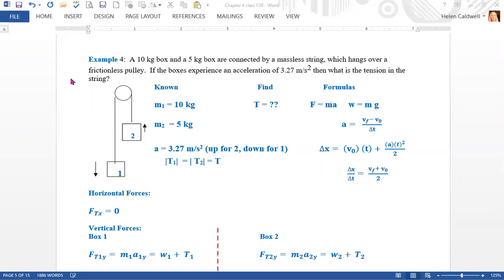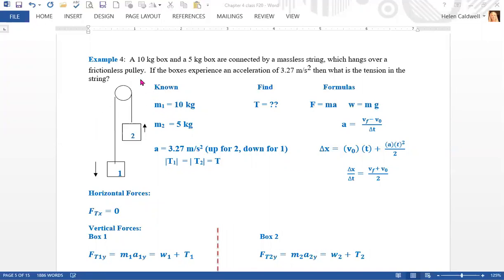We have a 10-kilogram box and a 5-kilogram box connected by a massless string. We say that in physics when we don't want you to care about how heavy the rope is. Sometimes the rope is important. In an anchor, for example, the weight of the chain itself is actually as important as the size of the anchor. But we're not talking about anchors, no chains, just a rope connecting 2 boxes hanging over a pulley.